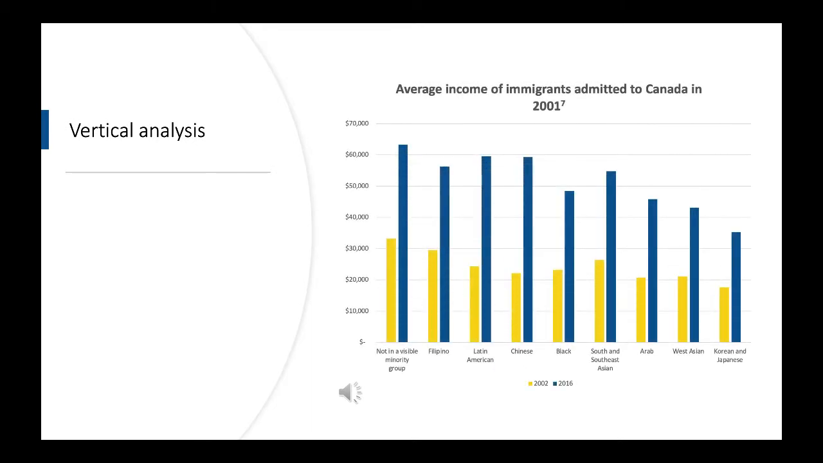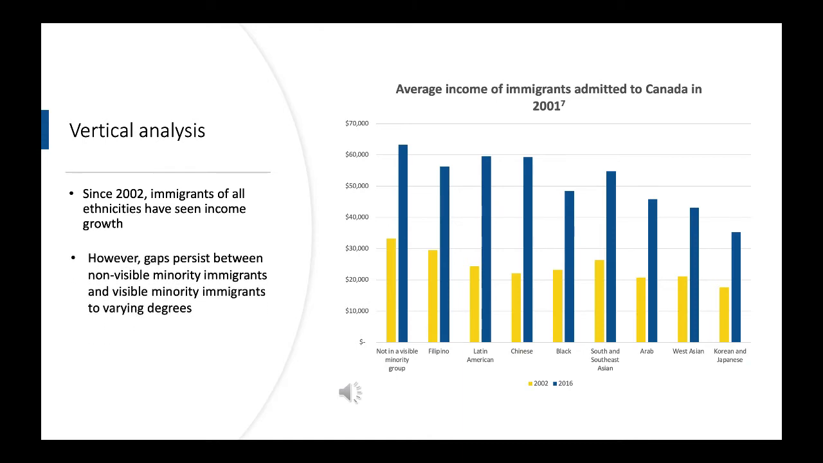When looking at visible minority migrants and non visible minority migrants, the average income for non visible minority immigrants was $63,200 in 2016. Among visible minority groups, Latin American migrants had the highest income with $59,600, while South Korean and Japanese immigrants had the lowest average income of $35,300. This means there is an income penalty of between 6% and 44% to visible minority immigrants, implying problems that visible minority immigrants face when coming to Canada compared to non visible minority immigrants.